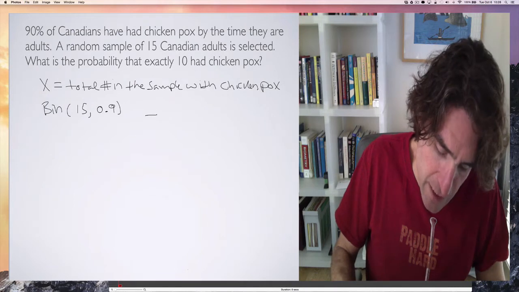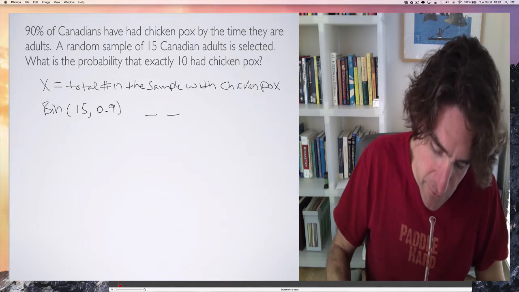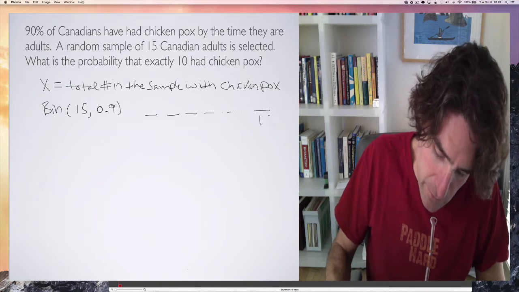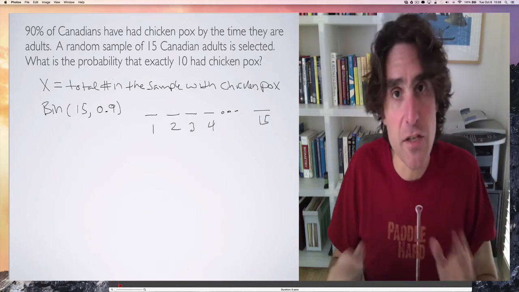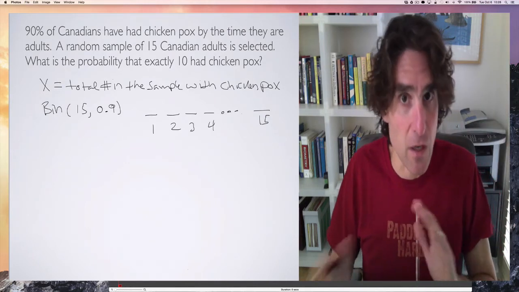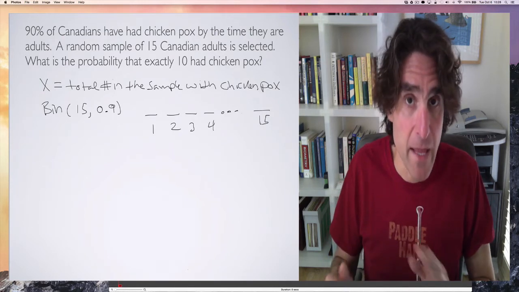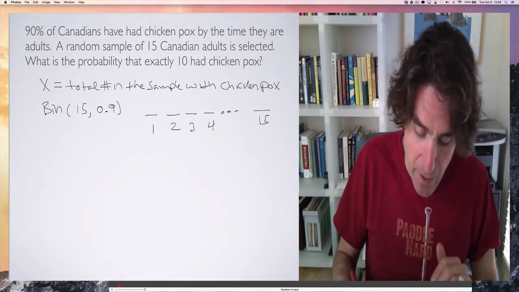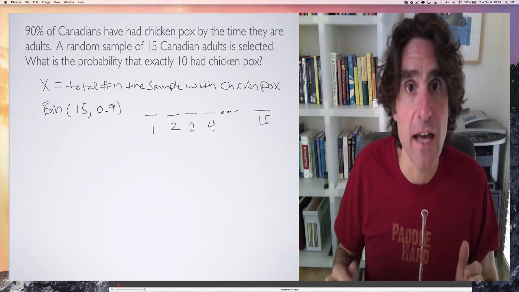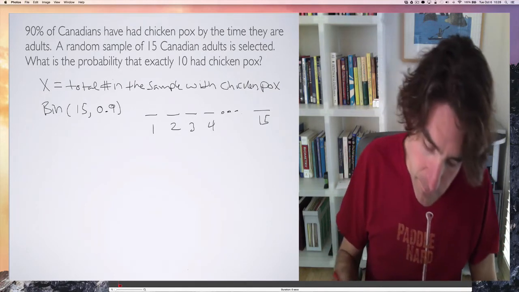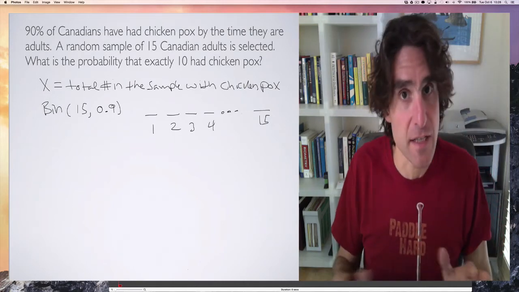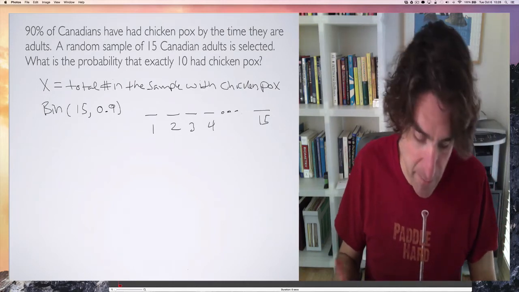So we're assuming that each of the 15 people, person 1, 2, 3, 4, up to 15, each of them acquires chickenpox independently, and each of them has a 90% probability that they will have had chickenpox by the time they're an adult, and a 10% chance that they didn't have chickenpox by the time they were an adult.